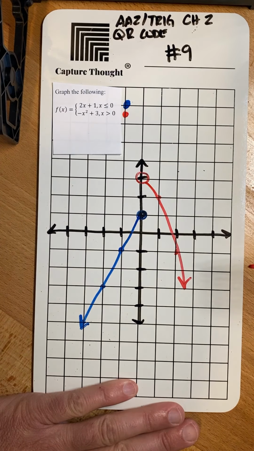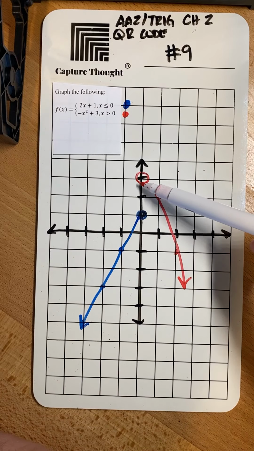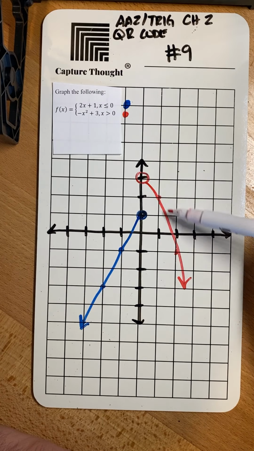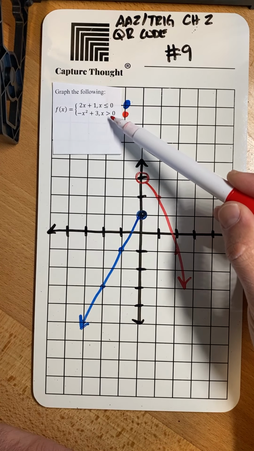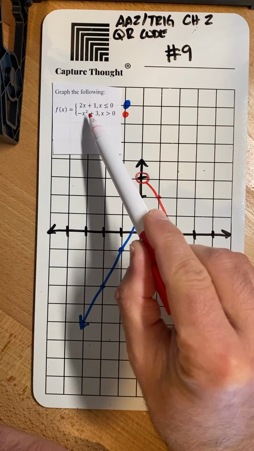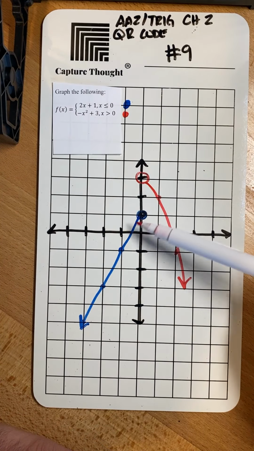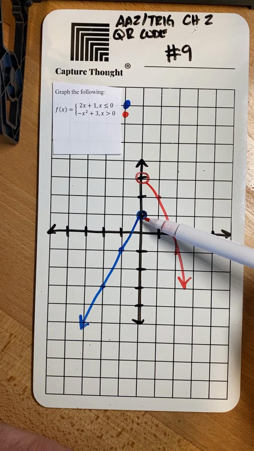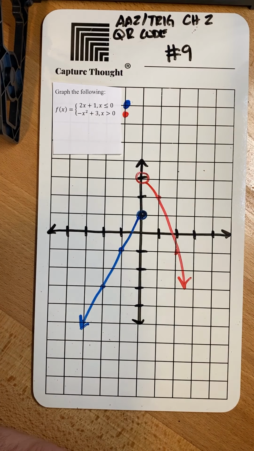So the important features are that you've got to have half of your x squared function for values of x that are greater than 0. Make sure your dot is open, and you've got to have the line 2x plus 1 for x's that are less than or equal to 0, and make sure your dot is closed. That's how you do number 9.